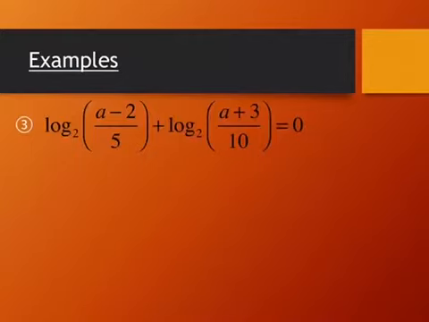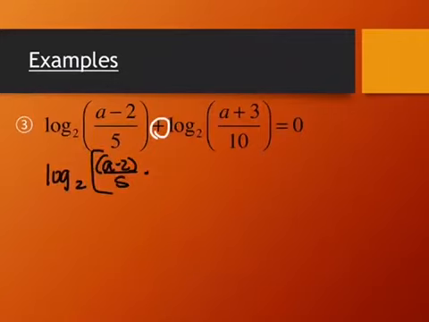Now, the first thing we'd like to do, like I mentioned at the beginning of this section, is that if we have more than one log, we want to somehow consolidate, get it to become one. So in particular, these logs are added together, which means that the interior of the logs need to be multiplied. So this is log base 2 of a minus 2 over 5 times a plus 3 over 10. And all of that equals 0.